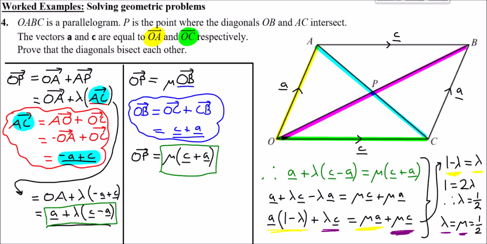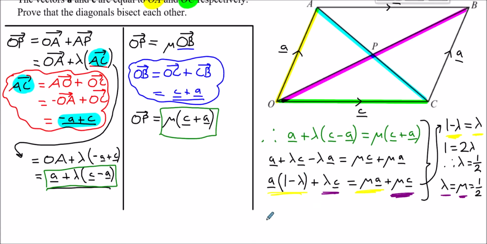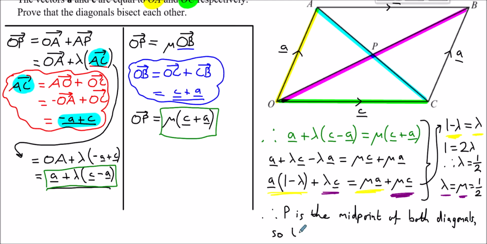So we can just conclude by writing this out in English. So therefore P is the midpoint of both diagonals, which is another way of saying that the diagonals bisect each other.